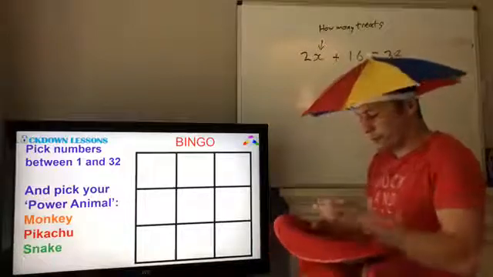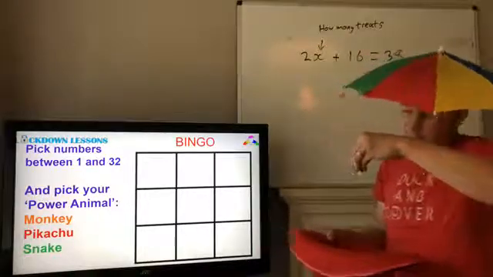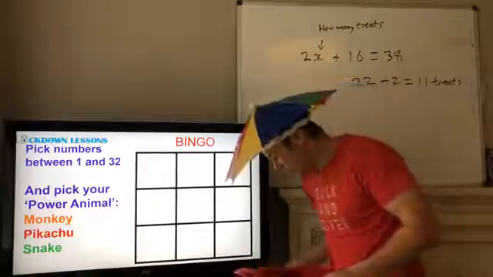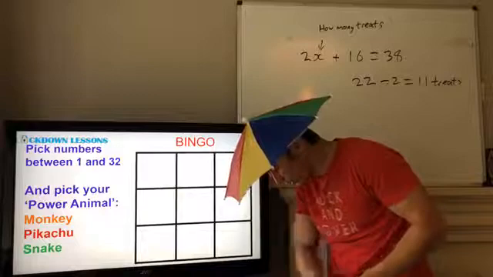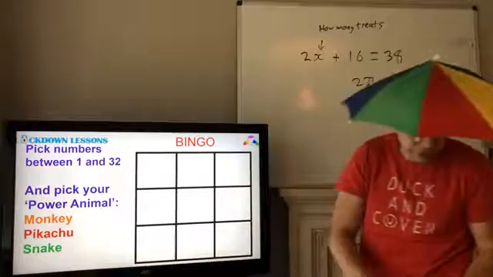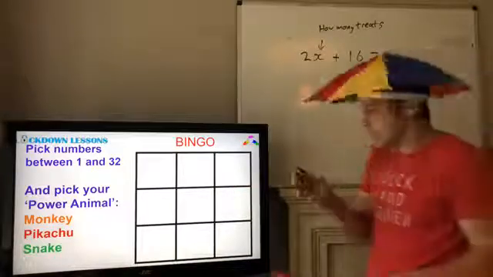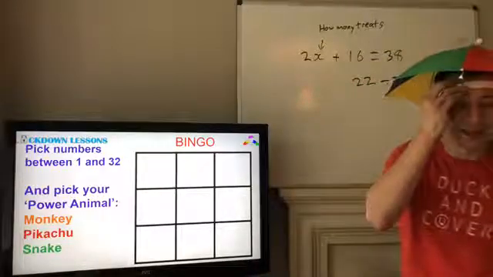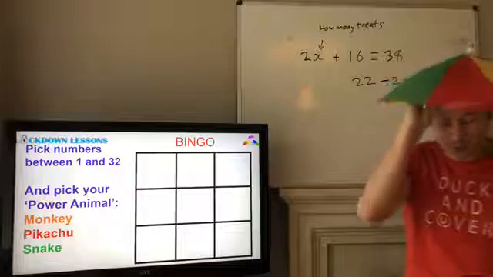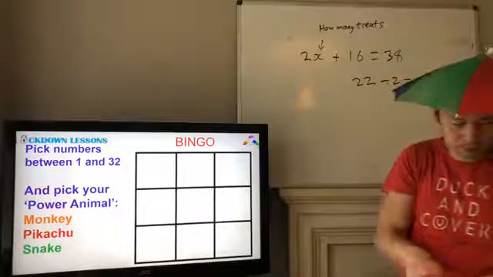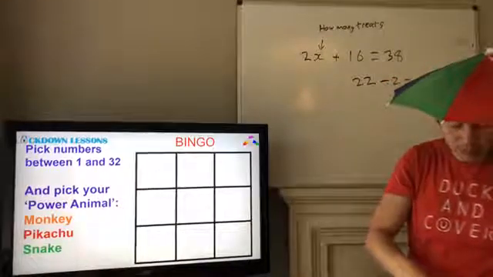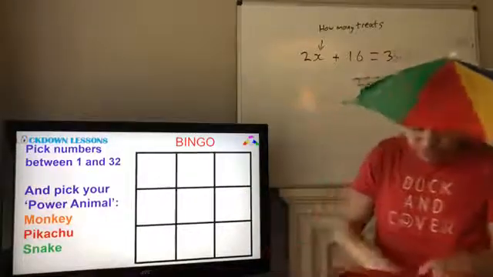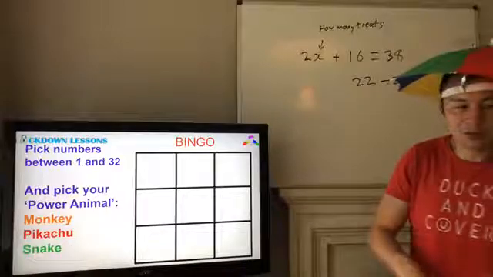Okay, first one is 20 plus 6, to kick things off with 20 plus 6. Next one is 2 squared. That means 2 times itself, 2 times 2. Next one is 3 times 2, 3 times 2.